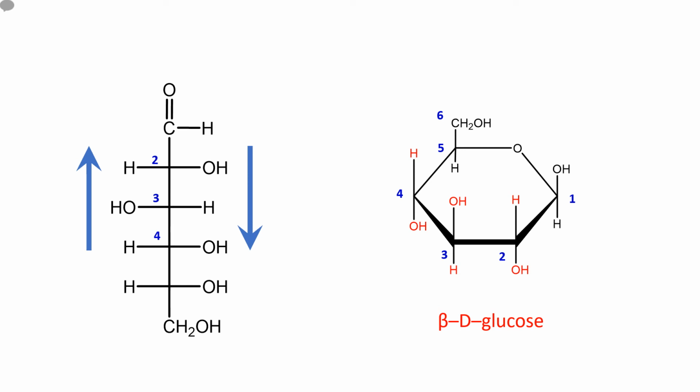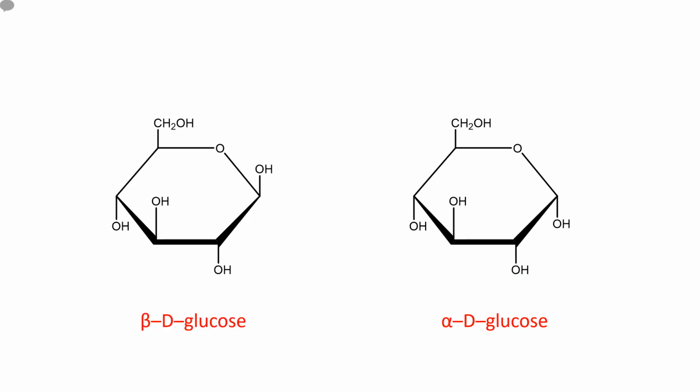We've already dealt with carbon 5. Carbon 6 is still sticking up out of the ring because it's a D sugar. So the only difference now is how the OH was arranged around the anomeric carbon. So again, now you have the structure of beta D-glucose. So when you compare those structures of alpha D-glucose and beta D-glucose, the only thing that is different is the arrangement of the hydroxyl around the anomeric carbon.